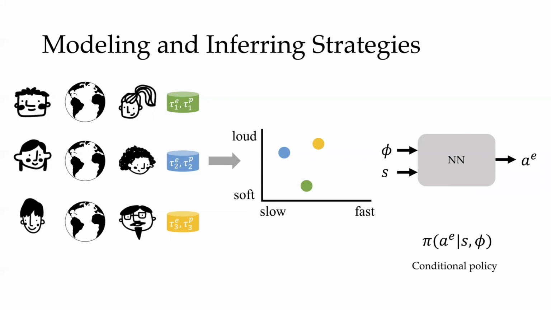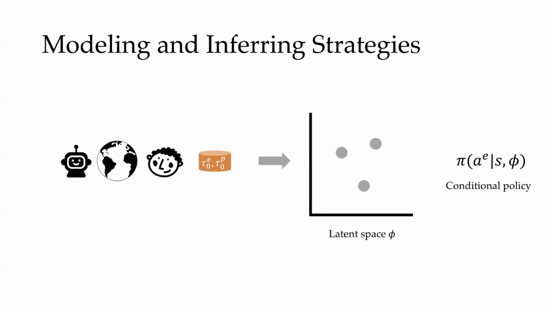Then we might interpret the strategy as the partner playing loudly or softly, or quickly or slowly. Now, when we face a new partner, we should try to infer the strategy employed by that partner, with one caveat being that since we're testing in the online setting, these interactions won't contain trajectories from the Tau expert, so we have to infer the latent strategy using only the Tau partner trajectories. But in any case, we can figure out the latent strategy of the new partner and then run our conditional policy to output the best ego behavior for this new partner.